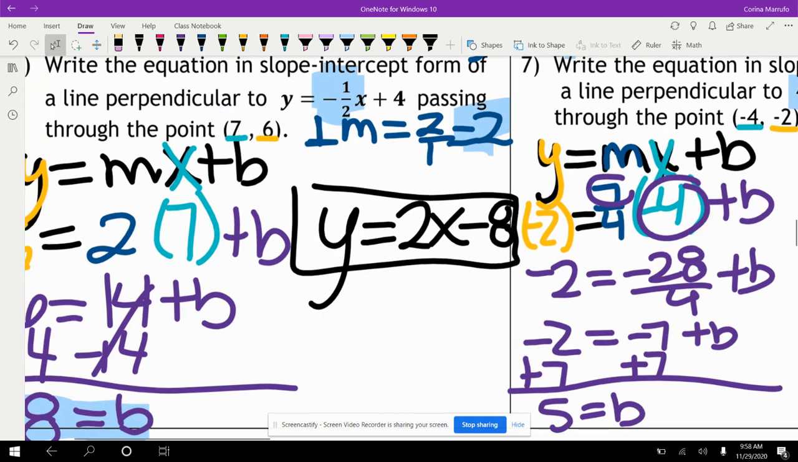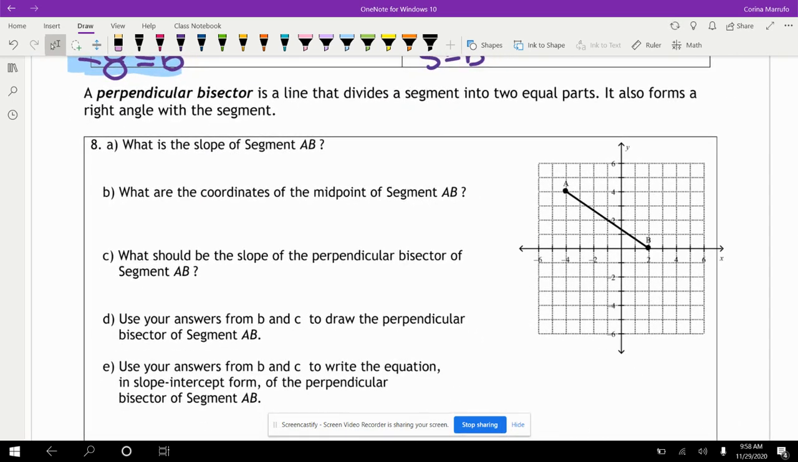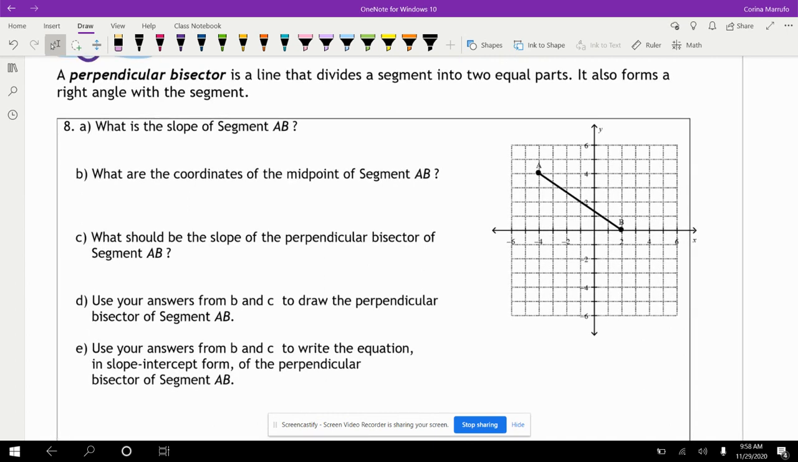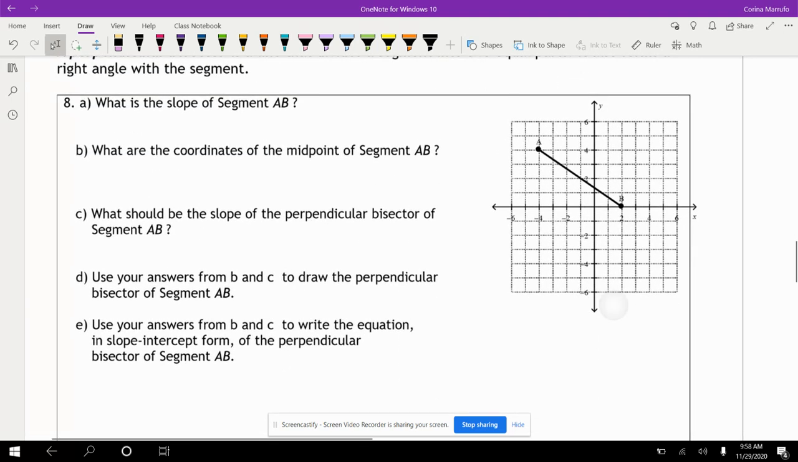Okay, let's go ahead and look at our next example. It says a perpendicular bisector is a line that divides a segment into 2 equal parts. It also forms a right angle with the segment. So here it says, what is the slope of segment AB? So it's going to take us step by step.